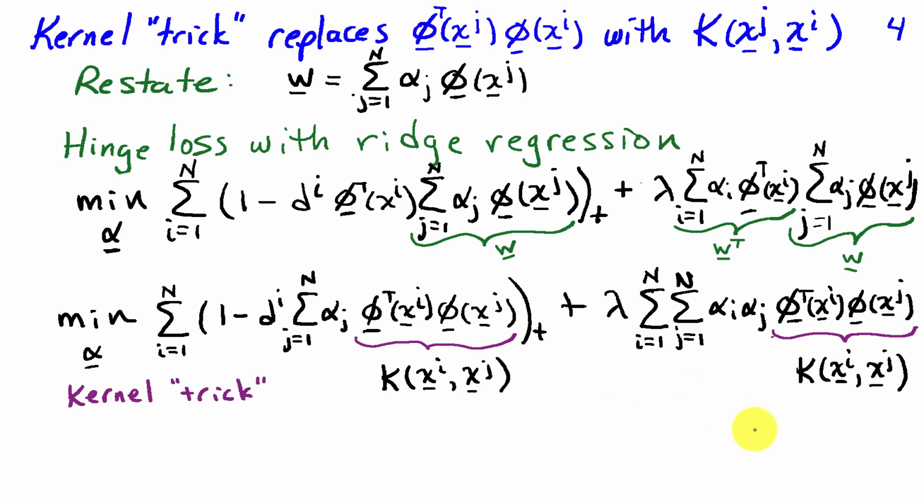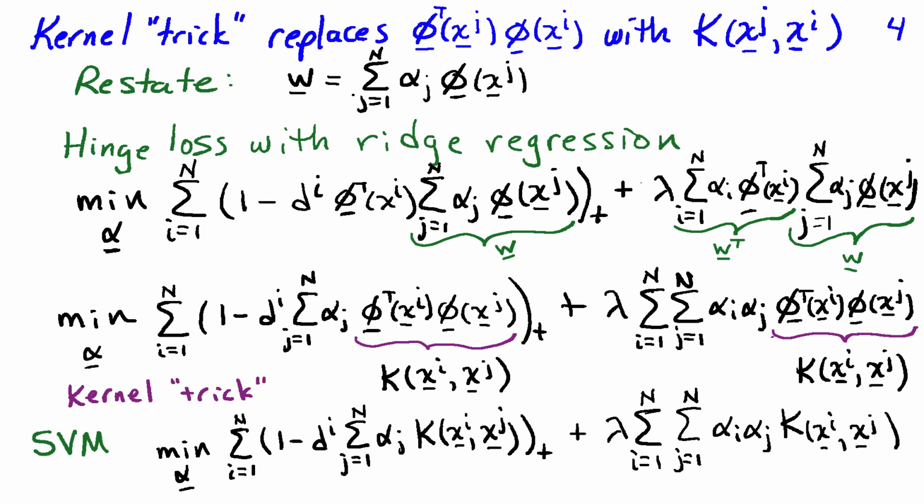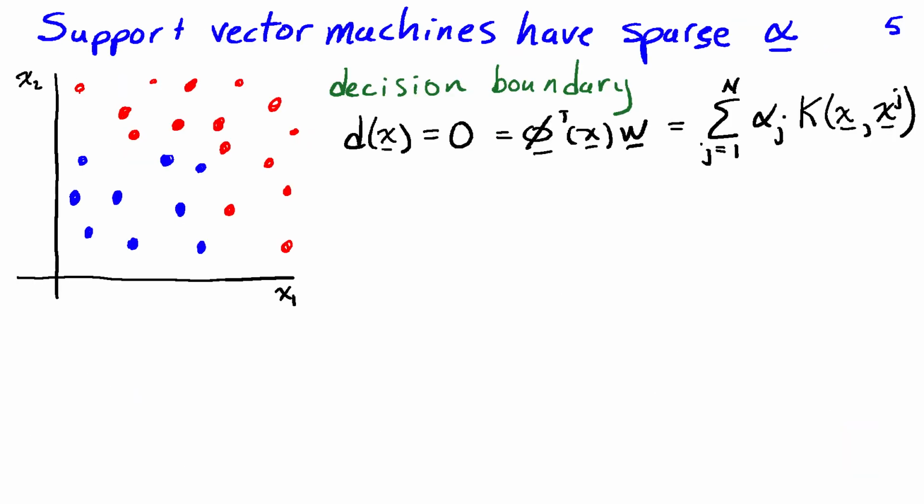So if we make this substitution, replace those inner products with k, the kernel, we obtain the specification for the support vector machine. That is, we're going to minimize over these unknown coefficients alpha j this quantity. We've got 1 minus di times the sum from j equals 1 to n alpha j k of xi comma xj plus lambda times the sum i equals 1 to n, j equals 1 to n, alpha i, alpha j, k xi comma xj.